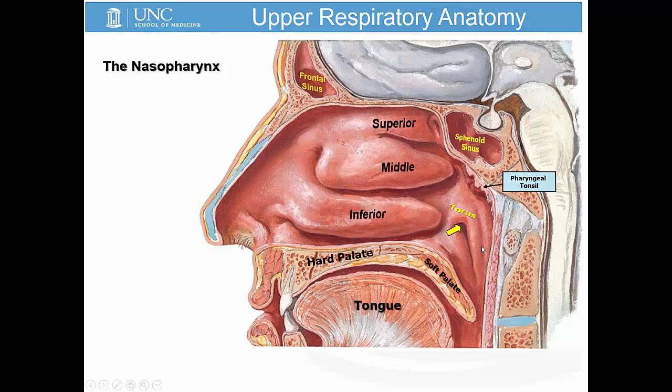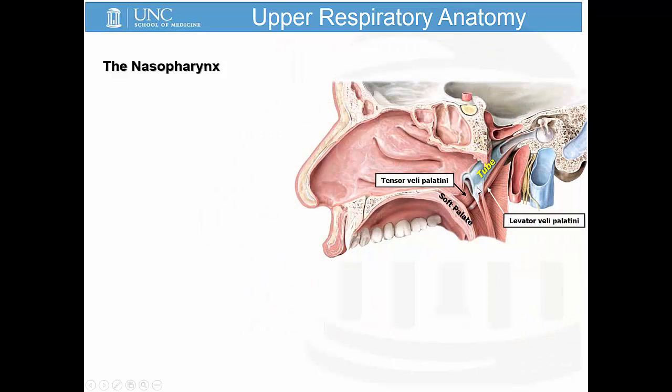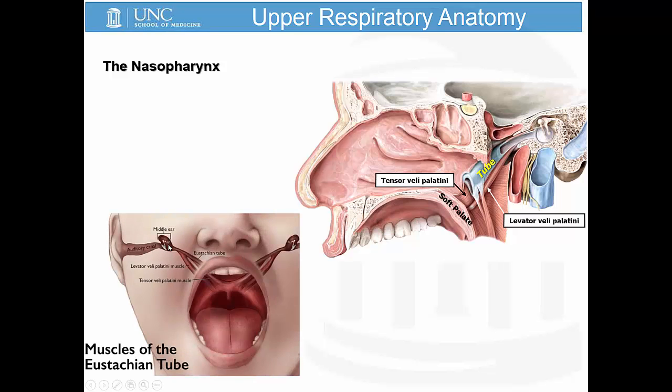If I could remove some of the tissues here, we could better appreciate the eustachian tube and how it connects to the middle ear cavity. Note the eustachian tube connecting to the middle ear and the nasopharynx. The patency of this tube is opened by two important muscles. These muscles help to elevate our soft palate. These are the tensor veli palatini and the levator veli palatini. Contraction of these muscles helps to open these tubes. One can appreciate the eustachian tubes connecting to the middle ear and these small muscles of the palate, the tensor and the levator veli palatini.